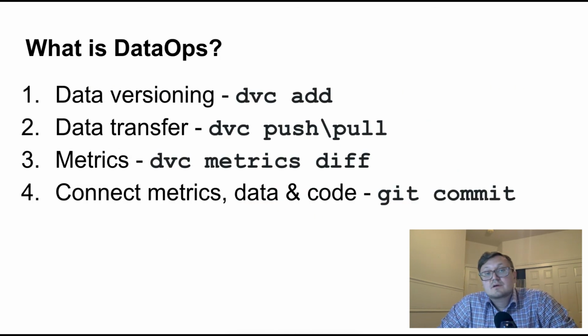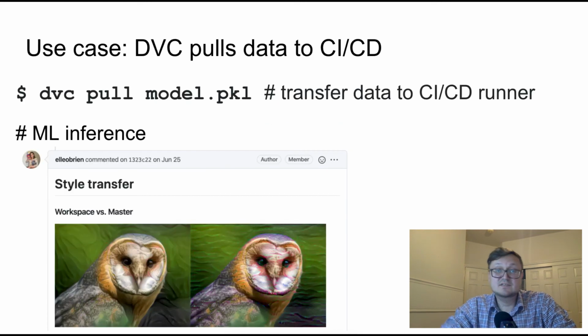So, to summarize: data versioning is implemented by DVC add, transferring by DVC push, metrics by DVC metrics diff, and the actual connection between data, code, models, and metrics happens by Git itself, right? You just commit all these meta files inside the repository, and this is how you do DataOps with DVC.